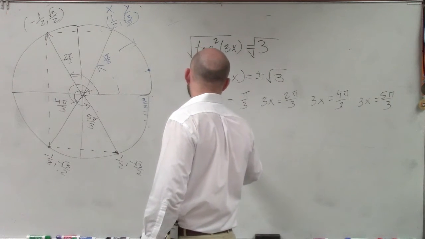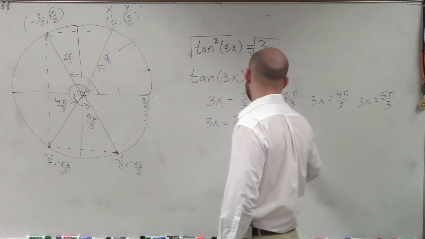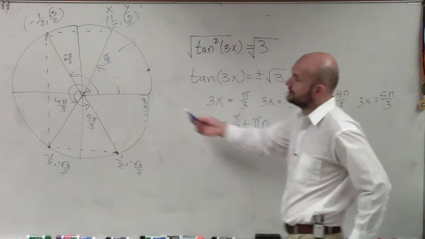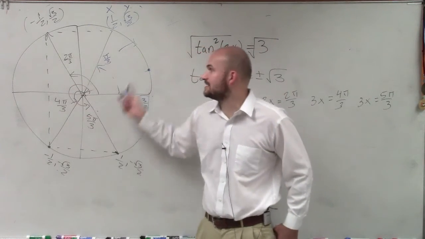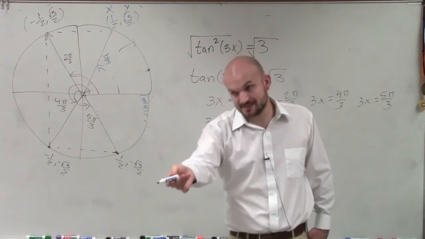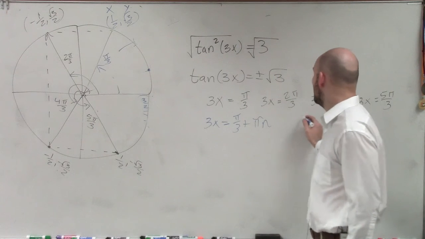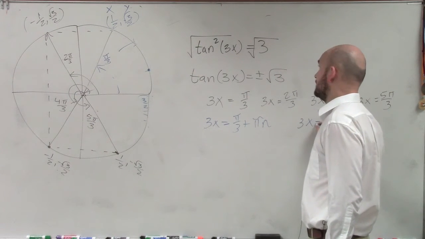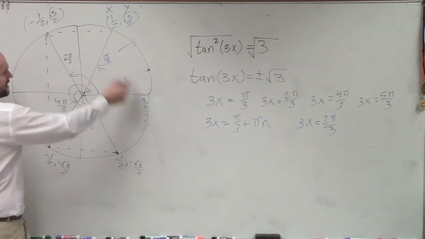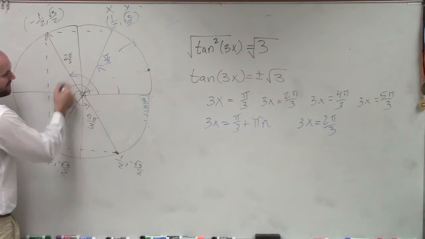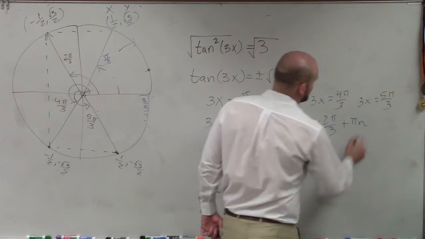Then that would be 3x equals pi over 3 plus pi n. Because all I need to do to get to the next solution is add pi. And then I can just keep on adding pi, and it's going to take care of both of those solutions. Unlike the last example where we had to add 2 pi, here we can just add pi because we have 2 of those solutions. And then I can also say 3x equals 2 pi over 3 plus pi n, because if I just add pi, that takes me to 5 pi over 3.